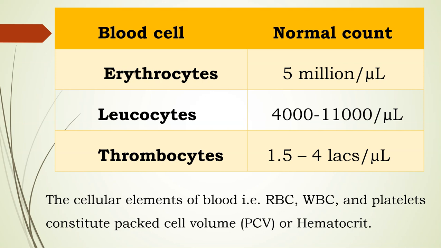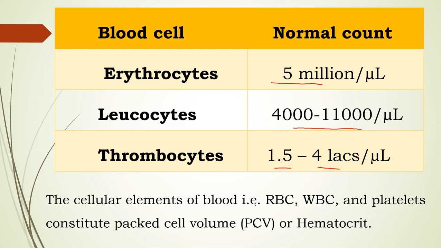Coming to the blood cell count, in normal cases, erythrocytes will be around 5 million per microliter, and leukocytes, all the WBCs, account for 4,000 to 11,000 per microliter. Thrombocytes are 1.5 to 4 lakhs per microliter. These are in a normal individual.